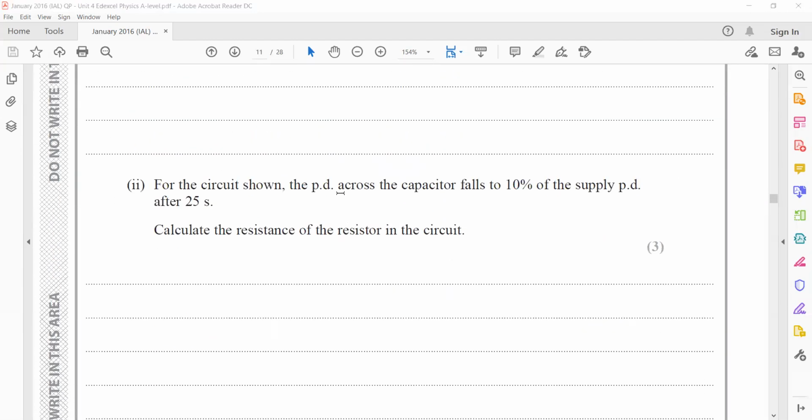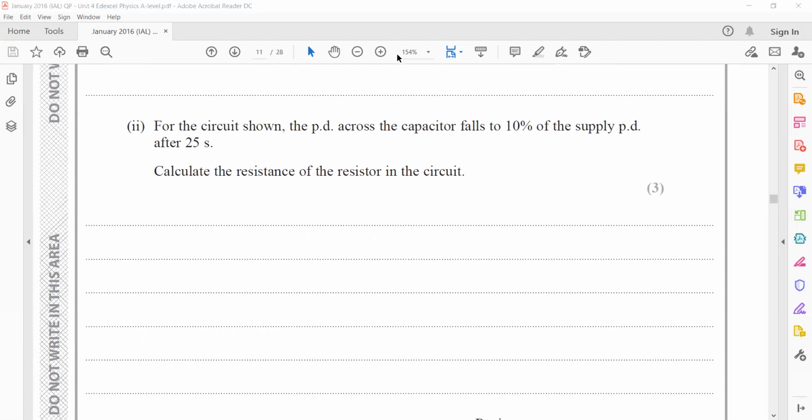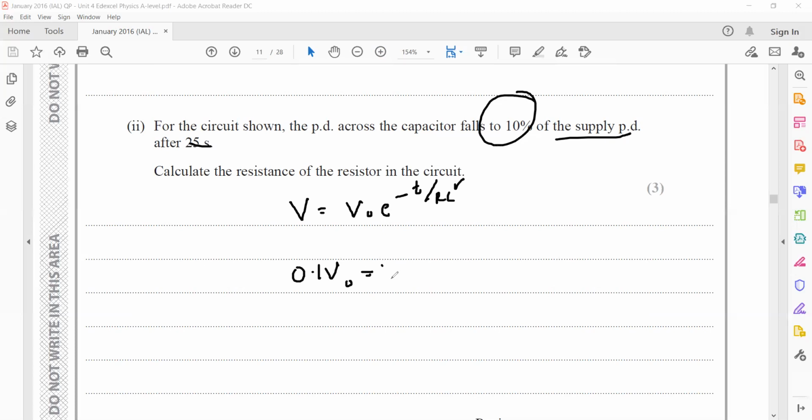For the circuit shown, the potential across the capacitor falls to 10% of the supply voltage after 25 seconds. So we have the formula V equals V naught e raised to the power minus t over RC. C is the capacitance, which we know. What is V? It falls to 10% of the supply, so it means 0.1 V naught is equal to V naught e raised to the power minus 25 over R, and the capacitance is 4700 microfarad, so 4700 times 10 to the power minus 6.